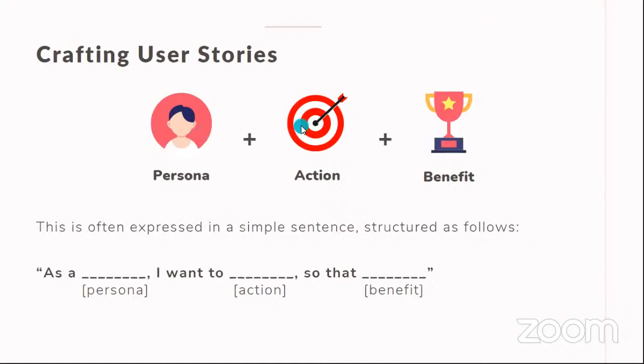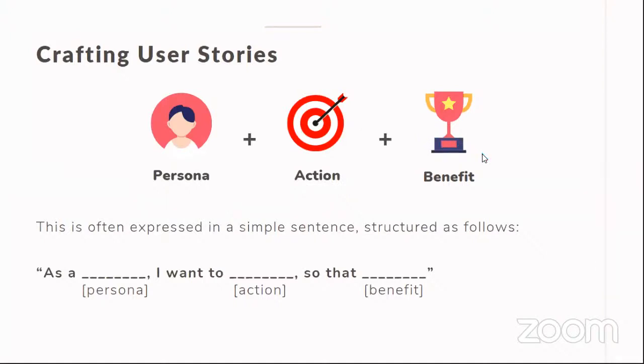So the action is what the user wants to achieve. Like, what is their intention? What are they hoping would happen? What are they looking forward to? That's the action. The benefit is why the user wants the action to happen. Like, if that thing they are hoping to happen happens, what would they gain from it? That's the benefit. Okay, it's that simple.